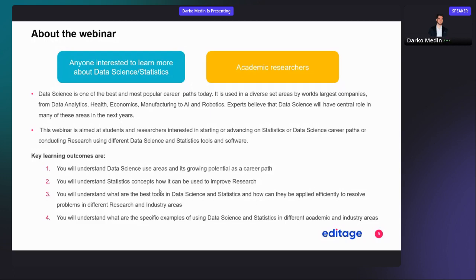Very important, understand what tools we can use to resolve these data science and statistics problems. And last but not least, you will understand some specific examples. This is probably most important, the practical part, right? So understand what these specific examples are of using data science in both research and industry areas.